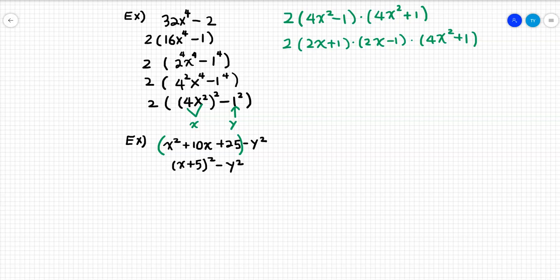Once you put it into the difference of squares form, you can just use that formula, with x plus 5 and y. So you will have x plus 5 minus y times x plus 5 plus y as your factored form. I know that some people go, wait a minute, that's 4 terms, so how come we're not using a grouping method? You can, but if you do it this way, it's going to be much easier.